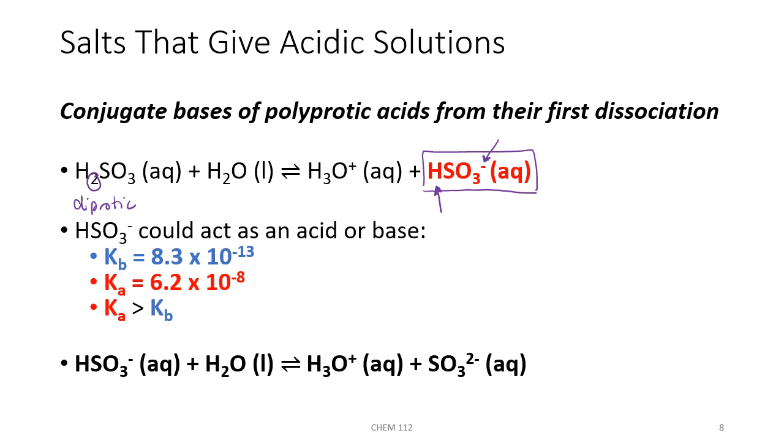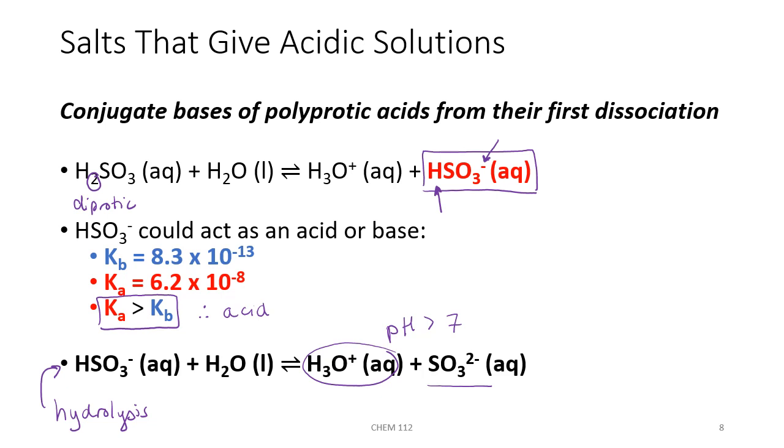proton. So if we look up the Ka and the Kb for the hydrogen sulfite ion, the Kb is 8.3 times 10 to the negative 13th, and the Ka is 6.2 times 10 to the minus 8th. In this case, the Ka is greater than the Kb. Since the Ka is larger, it'll act as an acid instead of a base. So if you form a salt that contains the hydrogen sulfite ion, it's going to react further with water in a hydrolysis reaction, and it will form some hydronium ion and its conjugate base, which is sulfite, SO3 2-. So this causes the pH of the solution to be less than 7.